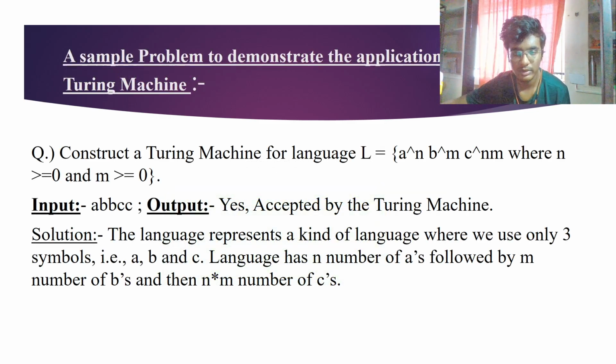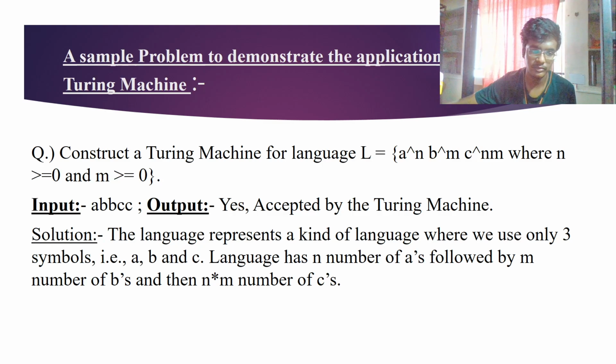Now, to understand the application of Turing machine, let us look into a sample problem which demonstrates the application of this machine. So let us see the question. The question is: construct a Turing machine for the language that reads n number of a's, m number of b's and n times m number of c's, where n is greater than or equal to 0 and m is greater than or equal to 0. Let us take a sample input a, b, b, c, c. For this input the output will be yes, it is accepted by the Turing machine.